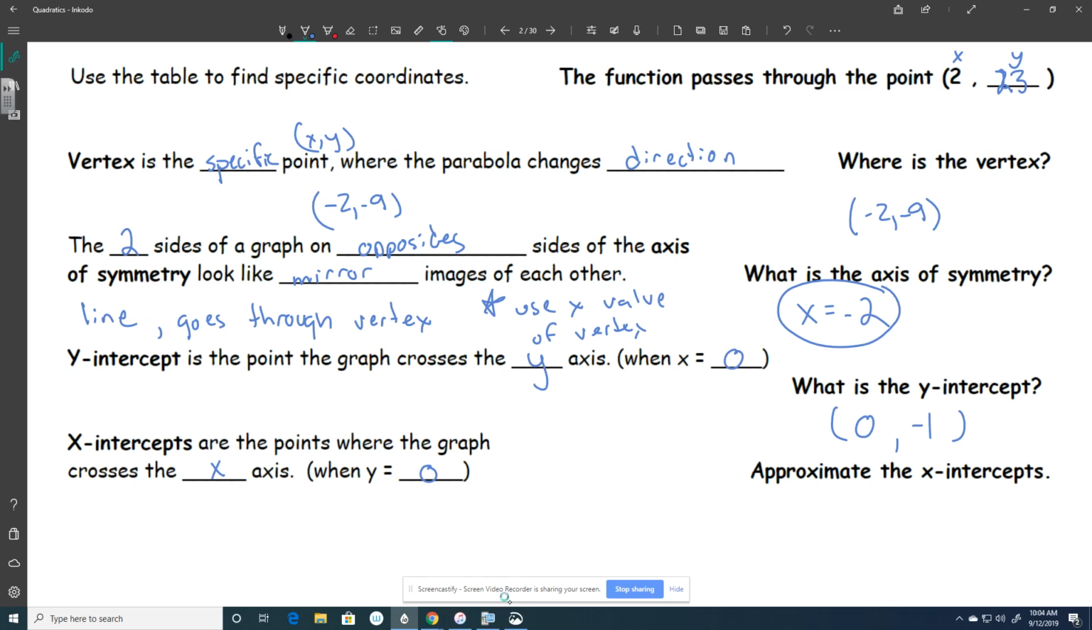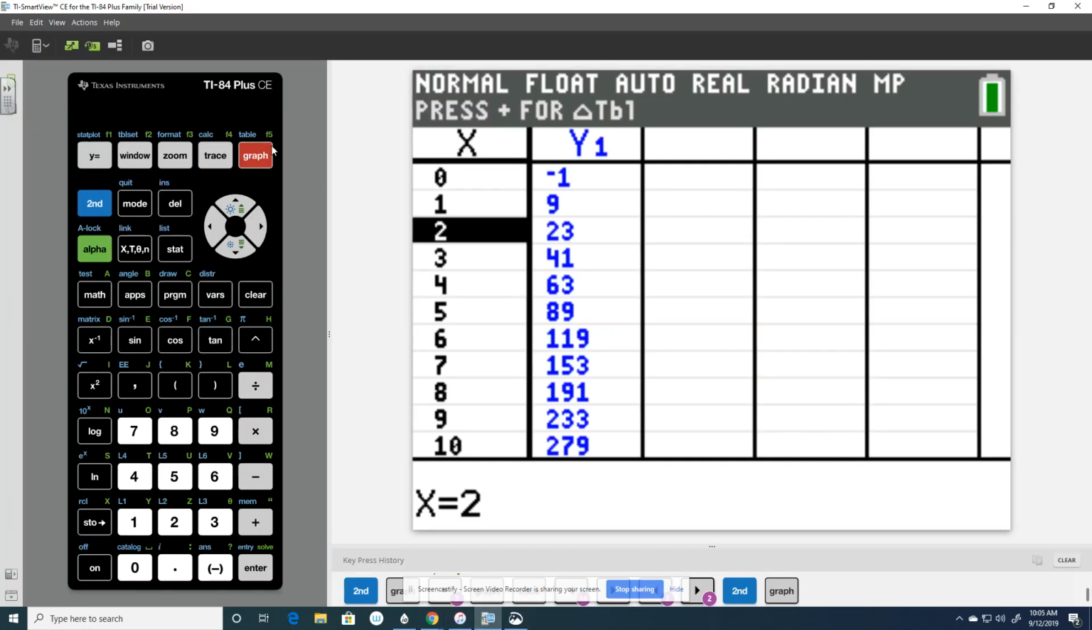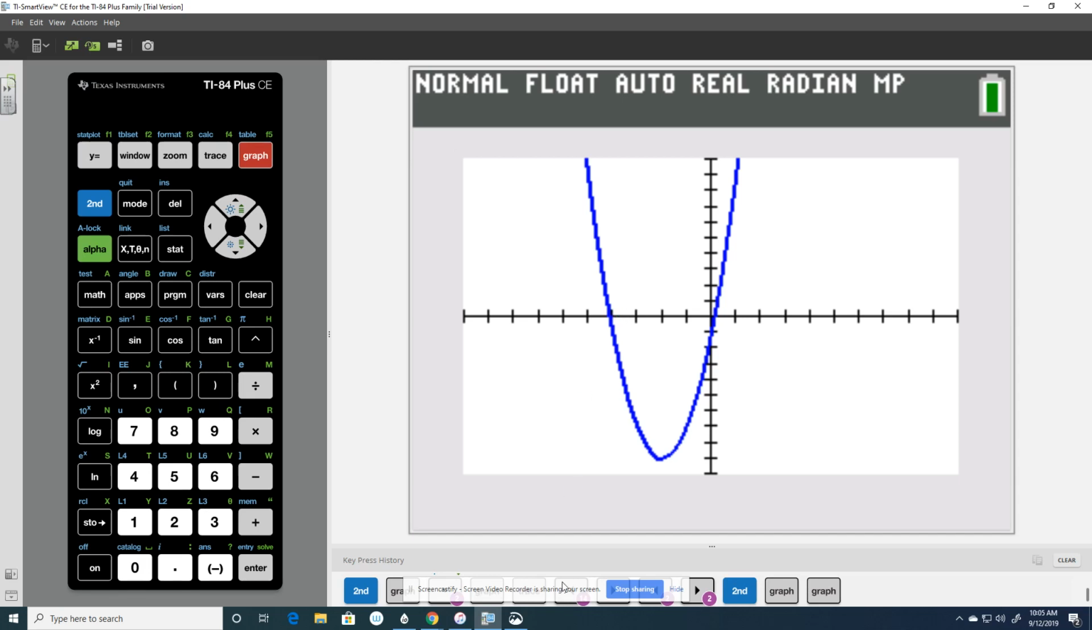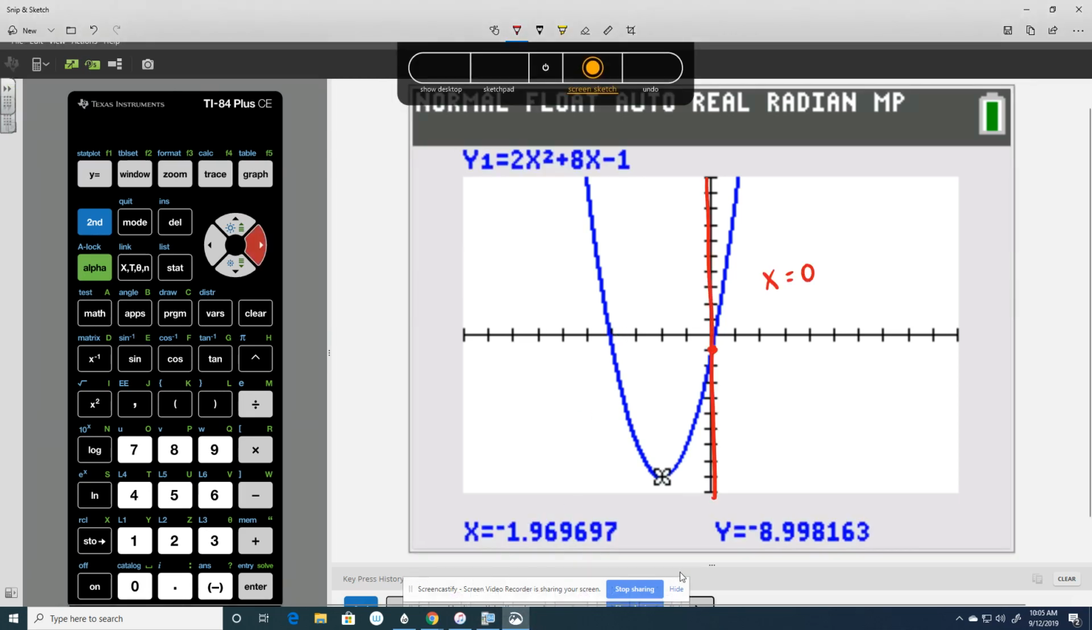Notice it says x-intercepts because a lot of times there's actually 2 of them. Because my shape is a U, there's a chance for it to cross the x-axis twice in 2 different places. So we could possibly have 2 x-intercepts. If I go to my graph, I'm crossing right about here and right about here.